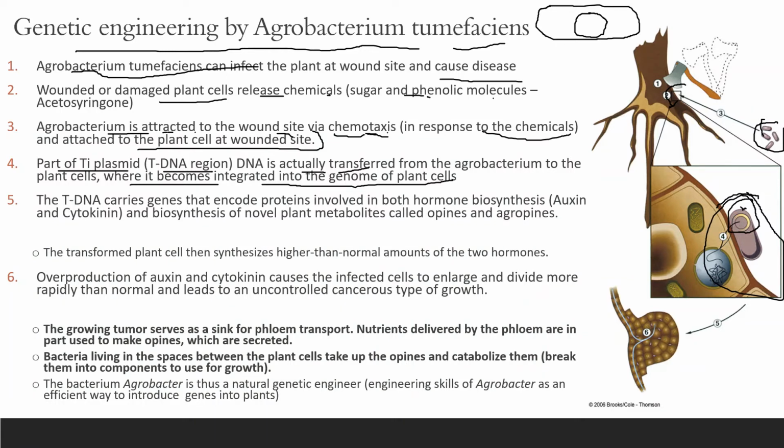The Ti plasmid also contains a certain region which we know as the T-DNA. It is a small part of the Ti plasmid. Let's say this is the T-DNA. What happens in the entire process is that this T-DNA gets transferred from the Agrobacterium to the plant.